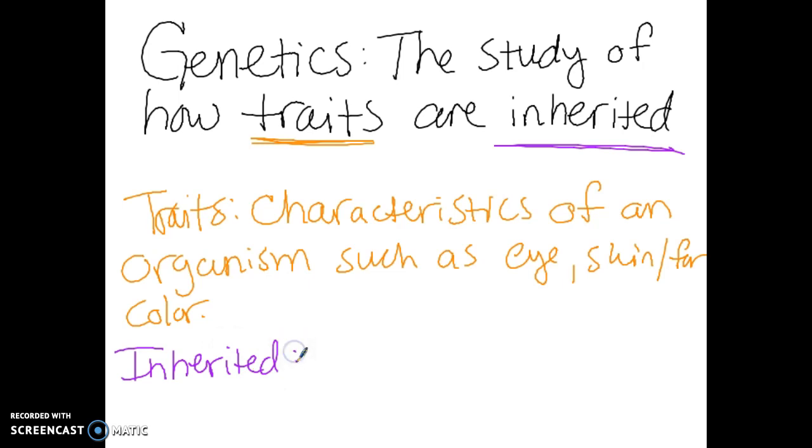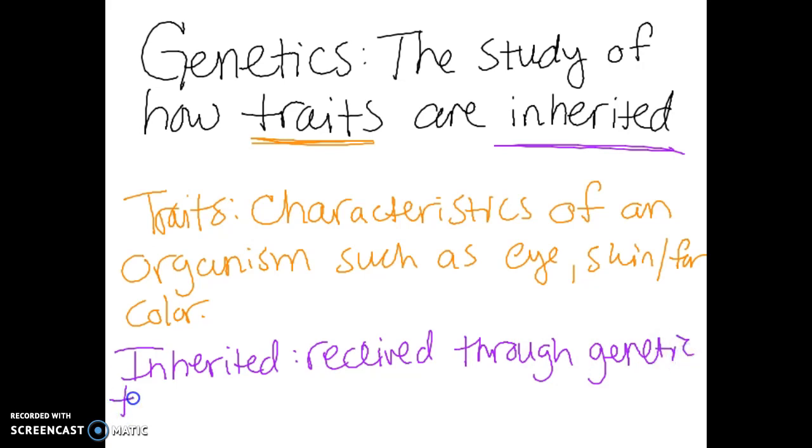Inherited is received through genetic transmission. What that means is it was passed down from your parents. Things that are passed down to us from our parents. These inherited traits: our eye color, our skin color, dimples, freckles, our height, widow's peak, which we'll learn about soon. Detached and attached earlobes, which we will learn about soon.